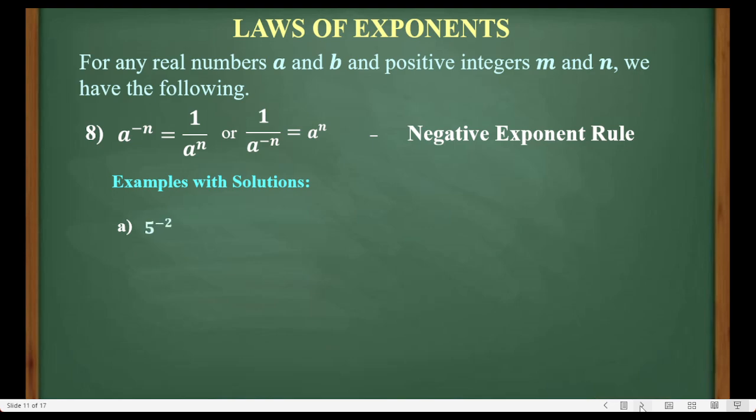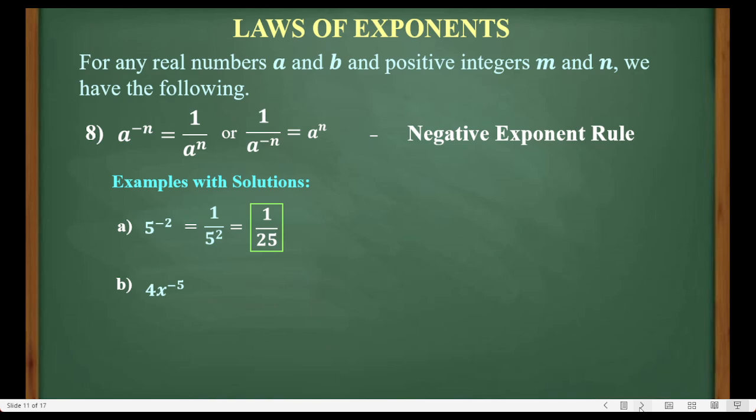A. Okay, 5 to the negative second power, we make the exponent from negative to become positive. So this will give us 1 over 5 squared. And we know that is also 1 over 25. Okay, next, letter B.